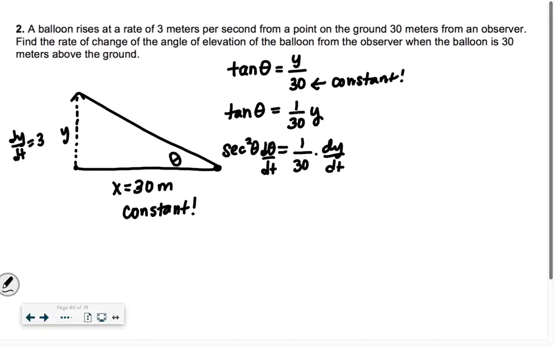All right, so we start plugging things in, and we know the dy over dt. We're like, okay, that's 3. We're trying to find d theta over dt, and then we're stuck, and we're like, wait, what's secant squared theta? So we don't know.